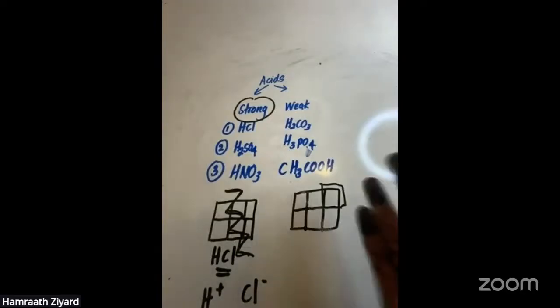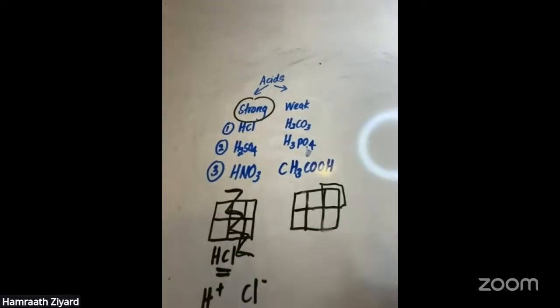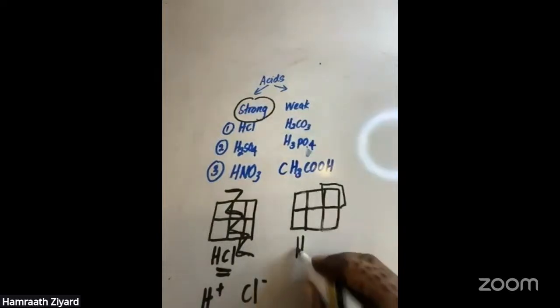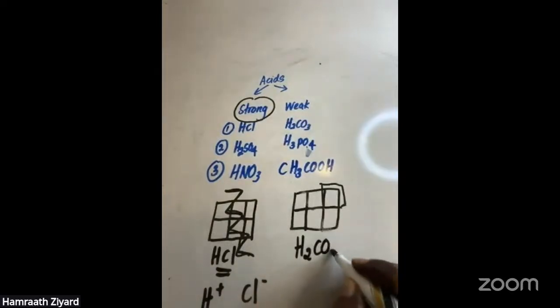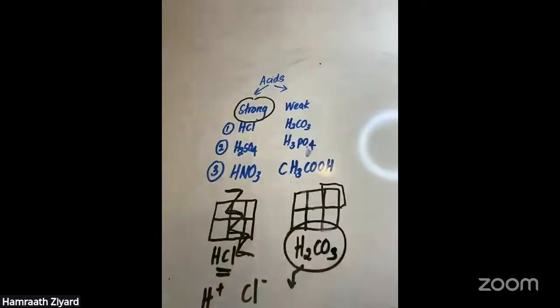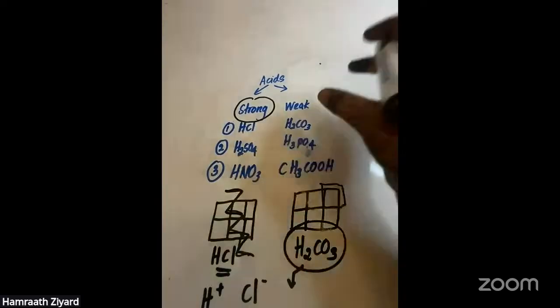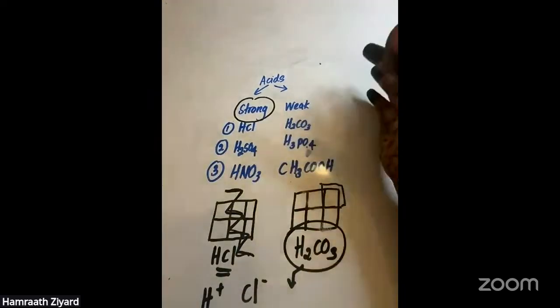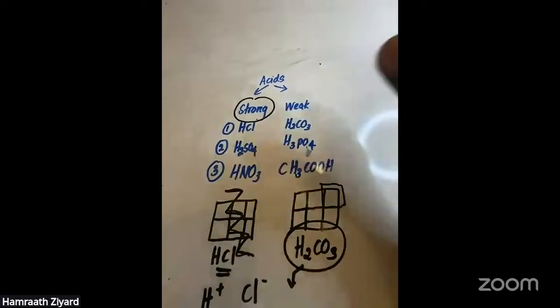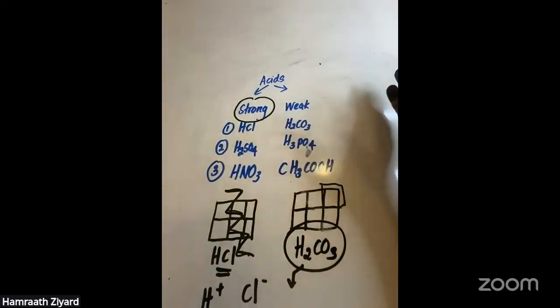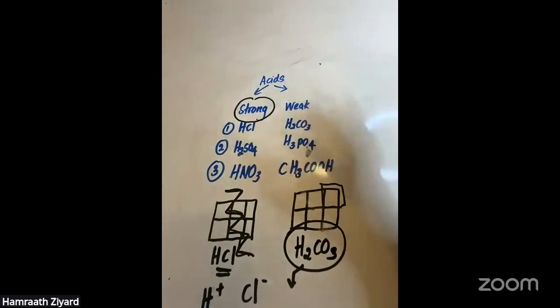So in the weak acid, let's take carbonic acid. A small part of the carbonic acid will be removed, but still the carbonic acid will be present. That is what we call a weak acid. They have incomplete ionization. Incomplete ionization means they are not completely broken into ions. Still they are existing as a compound.